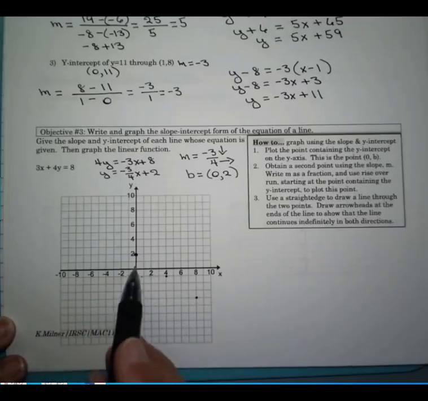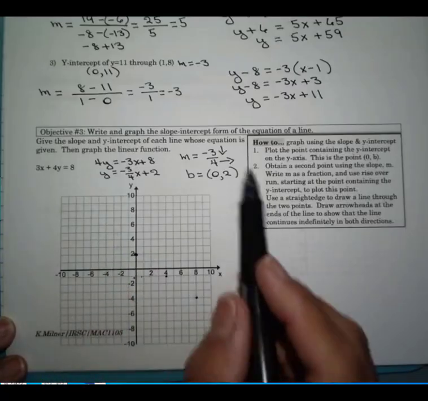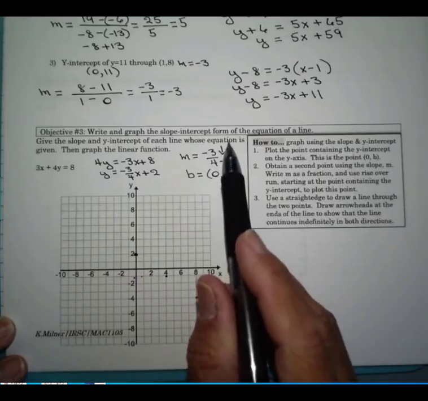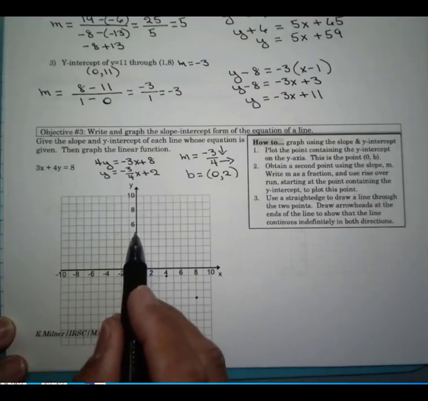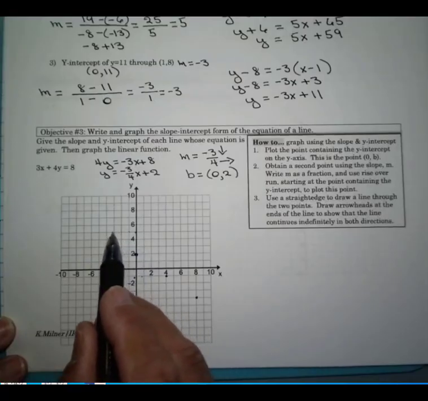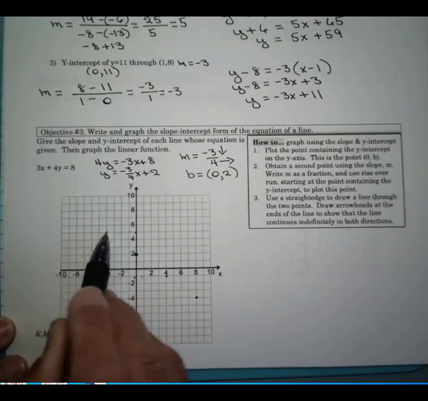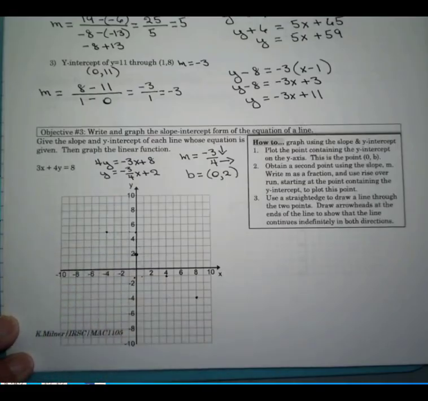If you ran out of room, you could always reverse it. You could reverse these and go up 3 and to the left 4. Let's see how that looks and see if it stays in line. If I went up 2, 3 up and to the left 4, 1, 2, 3, 4 up, yes, that point really is in line with my equation.